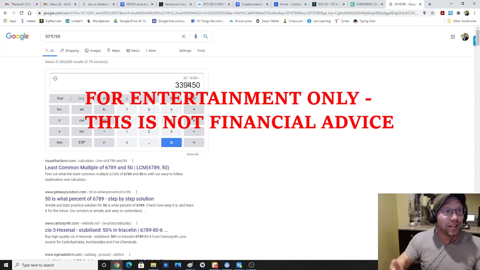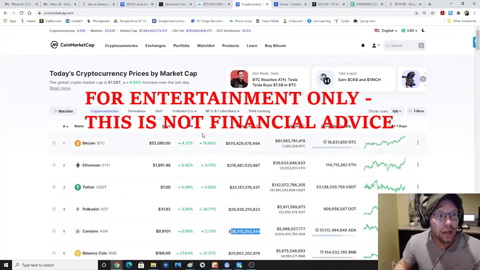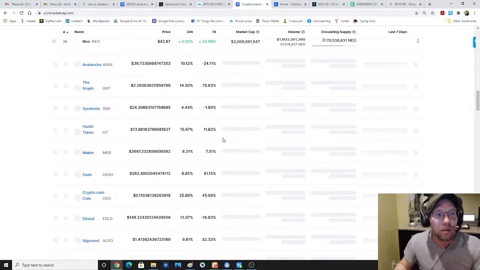Now, a realistic goal for yourself is something like, if you think a reasonable market cap for a pretty big coin is, like, during a bull market.